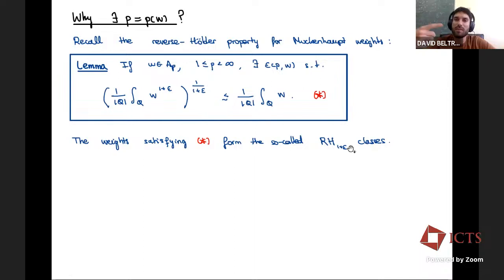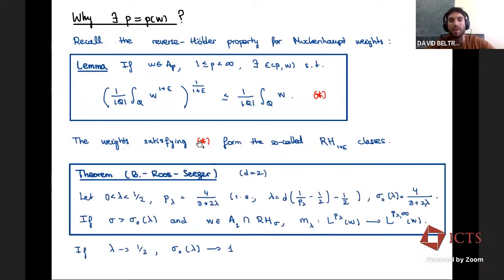Due to this extra gain of self-improvement of the Muckenhoupt classes, from a weight in A1 we can go a little bit further to be in some reverse Hölder class, and our result is exactly of that type. Let me state the result, for instance, in dimension 2, because this is where the non-endpoint Bochner-Riesz is known, and the endpoint as well.